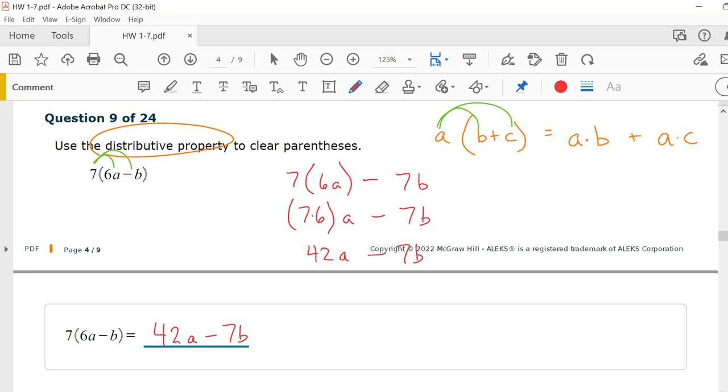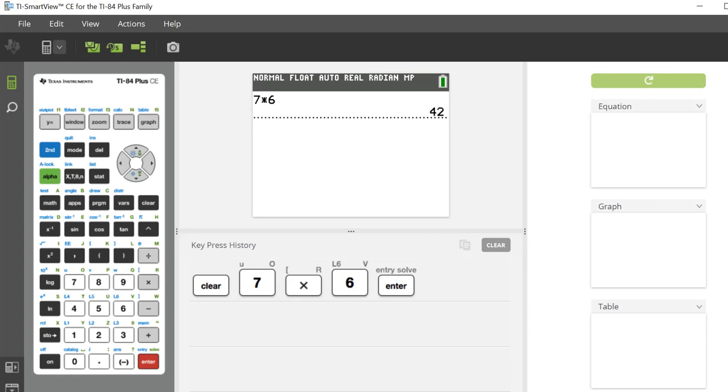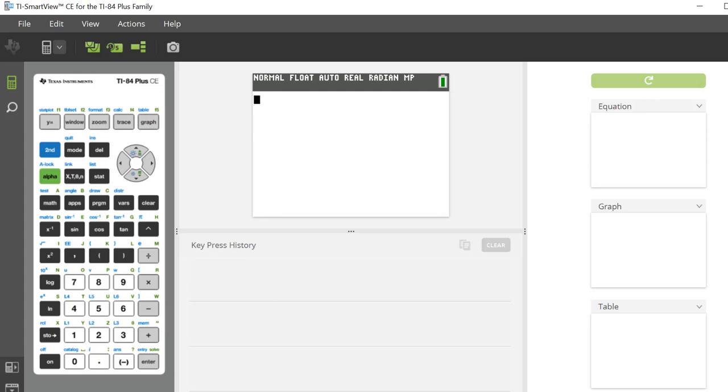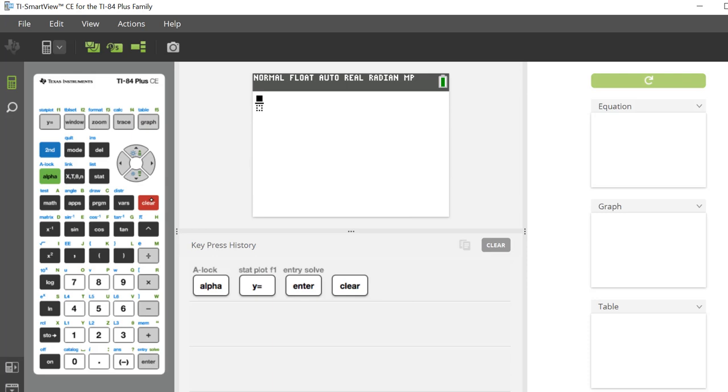All right, use the distributive property to clear the parentheses. Now we're going to be dealing with fractions. Do not let that scare you or trip you up. Your calculator can handle fractions just like whole numbers. The keystroke again, to get it to put a fraction up there, watch, it's alpha y equals, and then hit enter. That puts the fraction up on your screen. All right. So let's go do the problem.